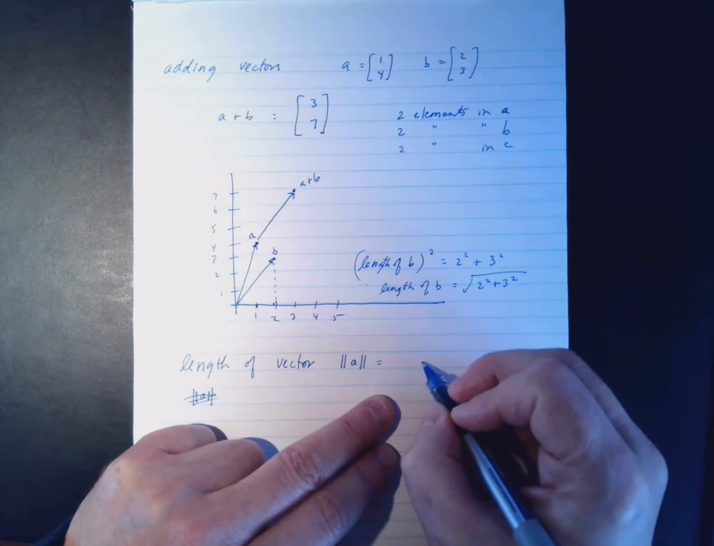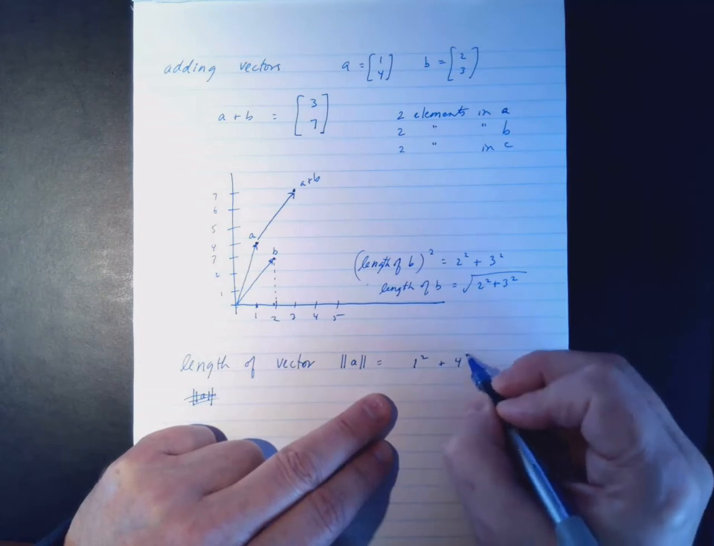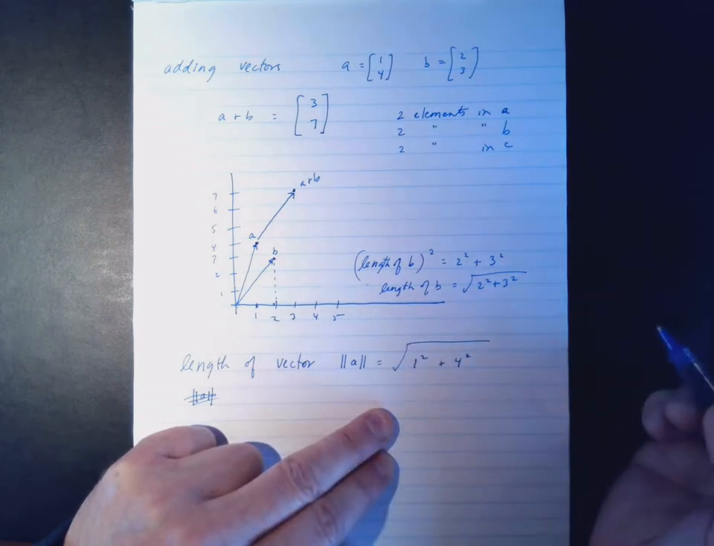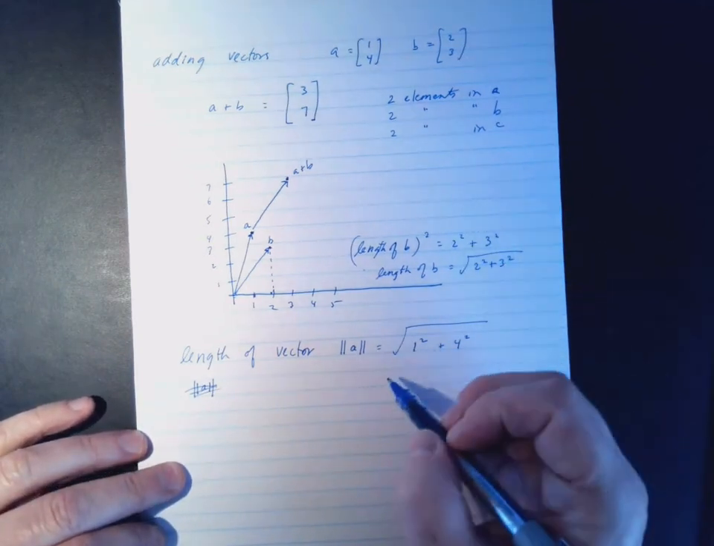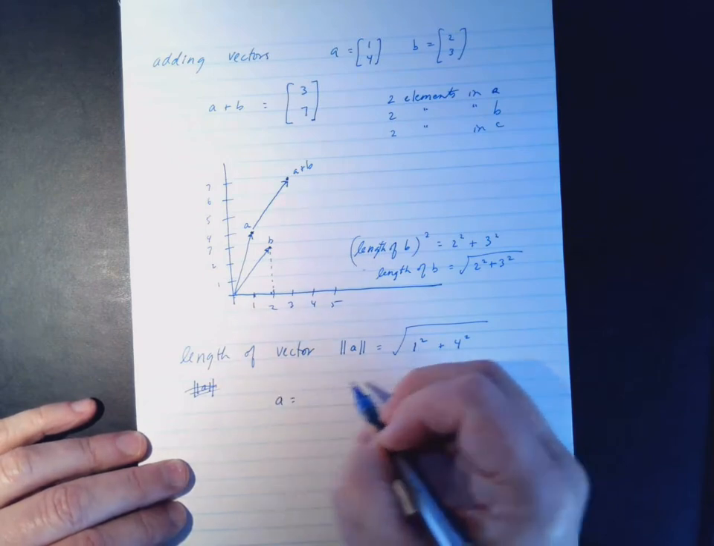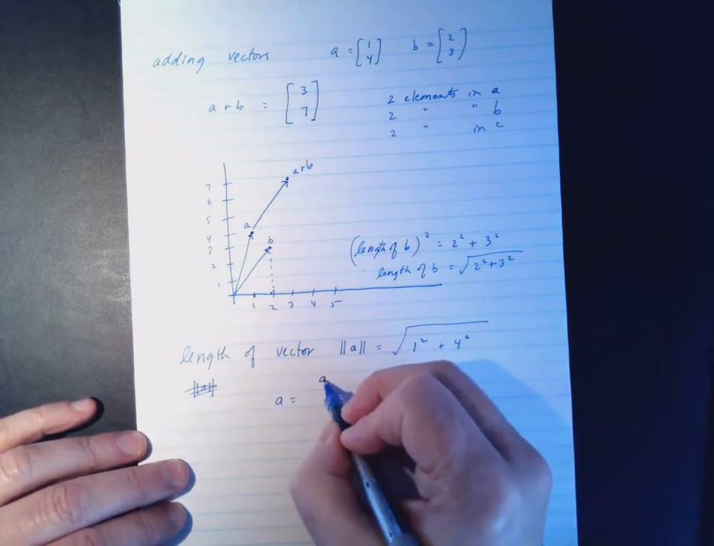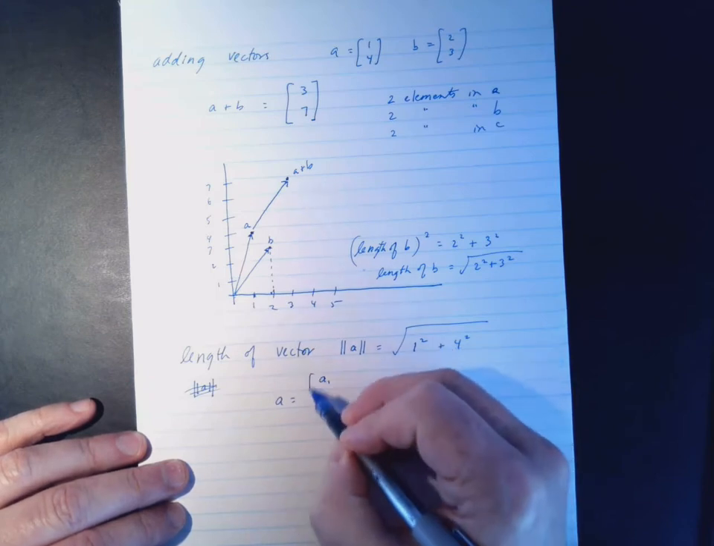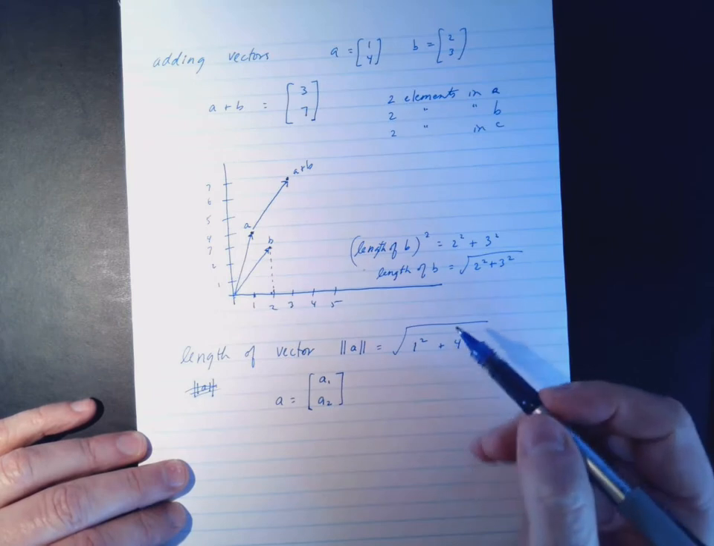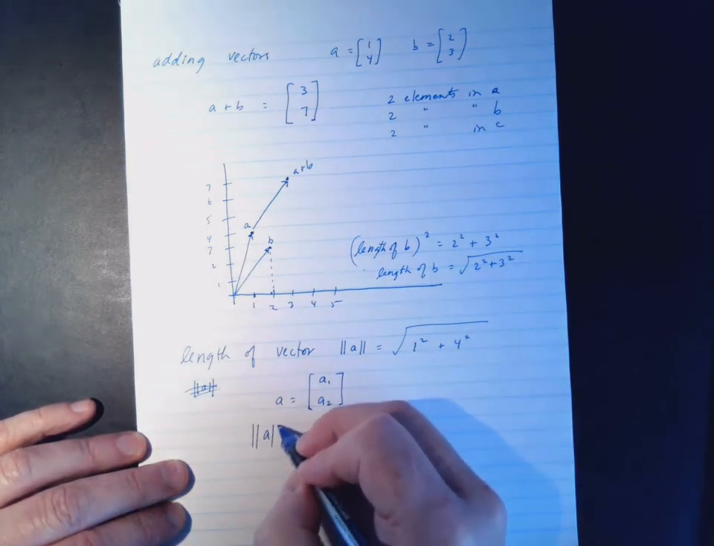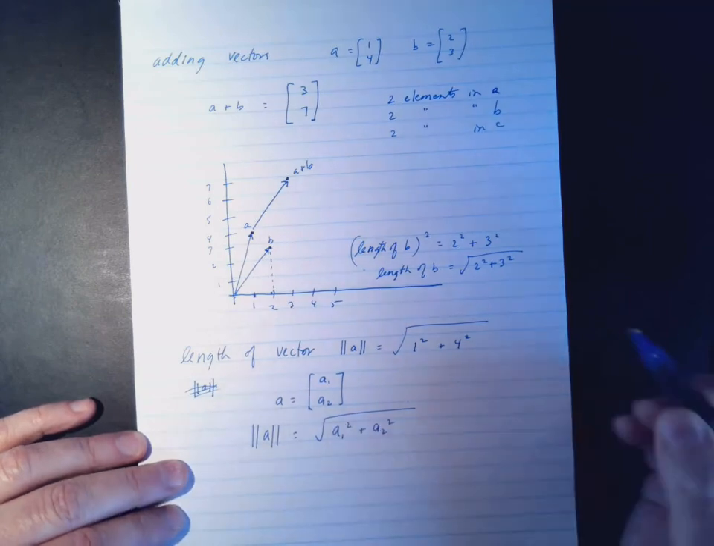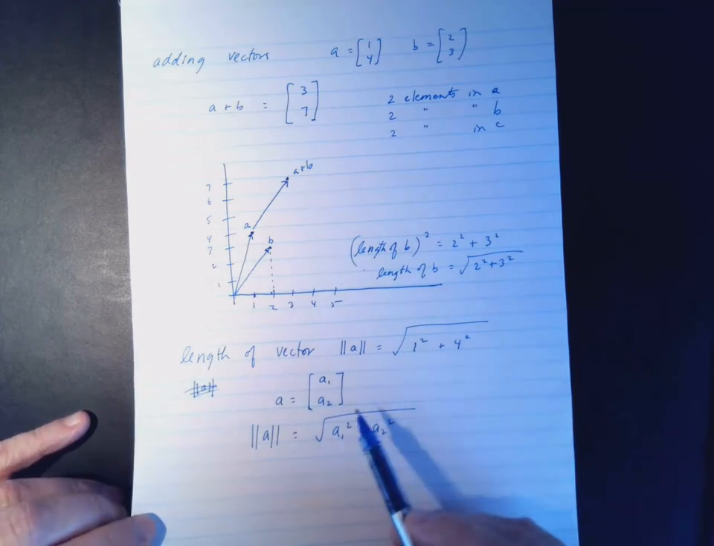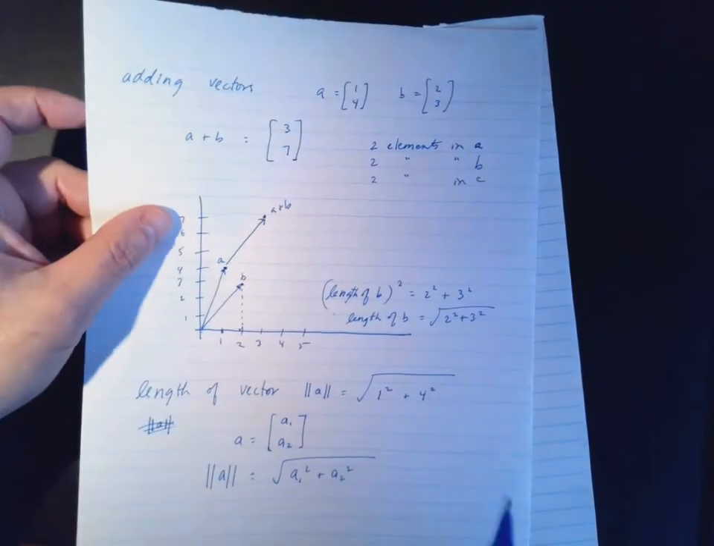You take the first element, so it's 1 squared, and the second element, 4 squared, and then you take the square root of the whole thing. Now, it would also be helpful for examples to have notation. So I could always write A1, A2 as my elements. So then the length of A will be the square root of A1 squared plus A2 squared. So that's the length of the vector.